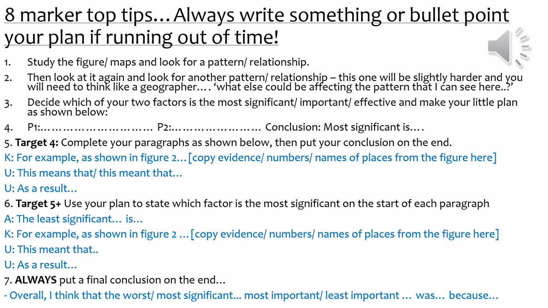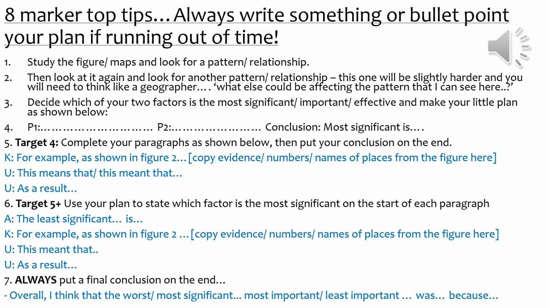So if your target grade is 4 and you only manage to find one pattern and use knowledge from the figure, that's going to get you 3 or possibly even 4 marks out of 8. That's half marks. And when we're thinking about grades, that's nearly a grade 5 you're working at if you do that on every 8 mark question.